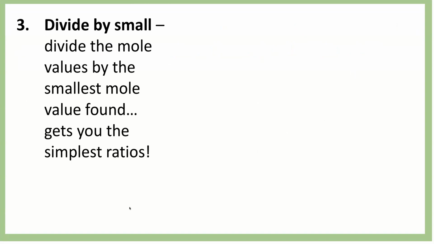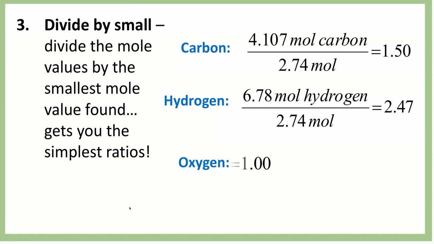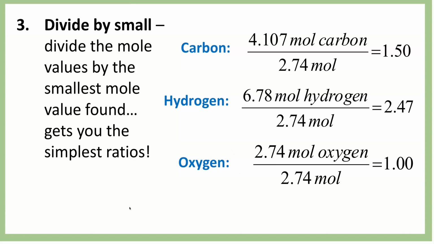So, number 3, divide by small. Basically says we're going to divide the mole values that we just determined by the smallest mole value found. The goal of this one is to get you to the simplest ratio. So we'll take carbon, hydrogen, and oxygen. Our carbon mole number was this, hydrogen and oxygen. Notice the smallest number was oxygen, so I'm going to divide by 2.74 for all of them, and I get my simplest ratio. Questions on what I did here?